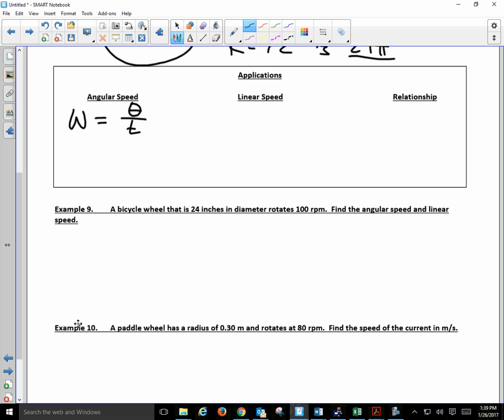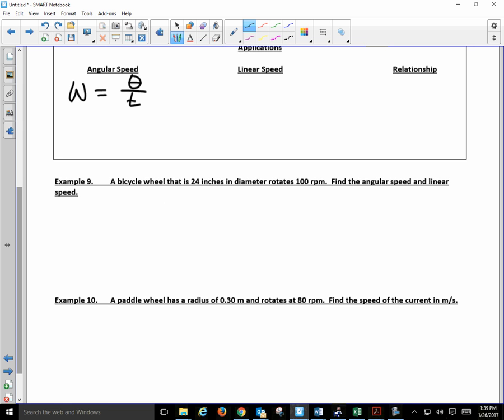All right. So I've got theta divided by t. Let's talk about what that means. Angular speed. There's a couple of ways to express angular speed. Most commonly, it's expressed as rotations per minute. For example, the blade on a table saw generally runs at about 3,450 rotations per minute. A router will often run at 15 to 25,000 rotations per minute. That's a lot, right?